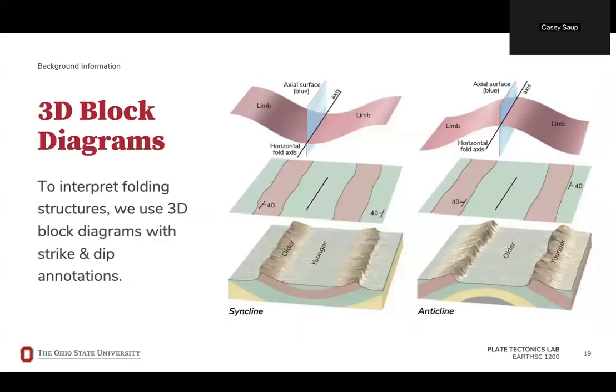To better understand and interpret folding structures, geologists use three-dimensional block diagrams with strike and dip annotations. These diagrams help visualize the three-dimensional nature of folds and other geologic structures, which can be challenging to represent on flat maps. Here we see a syncline, or a smile, on the left side of the figure, and on the right side we see an anticline, or a frown.